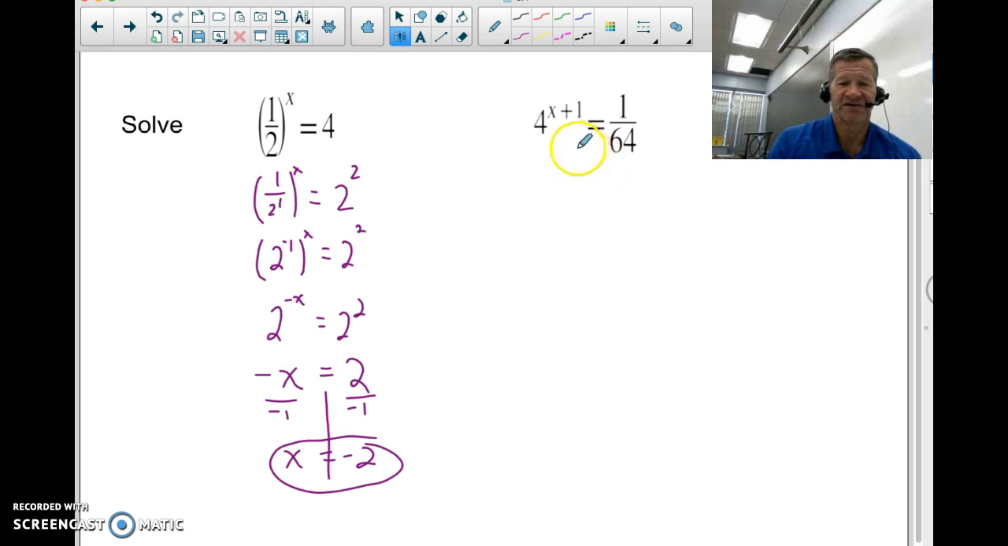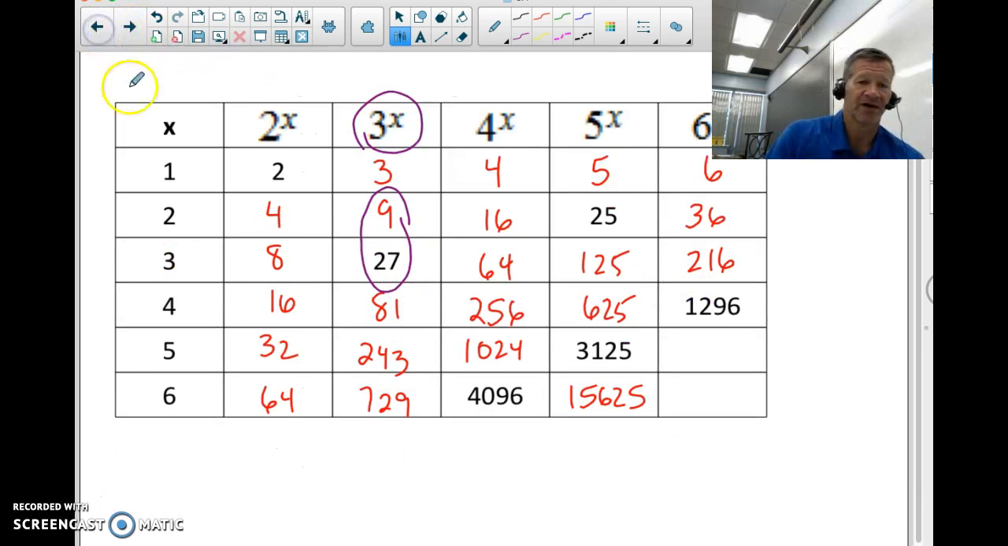Okay, let's look at this one. Here I have a base of 4. Here the denominator has a base of 64. Well, 4 is smaller. Can I write 64 as a power of 4? Let's check out our table. Go back a couple of pages. Notice power of 4, 64, that's a third power of 4. So 64 is 4 to the third.